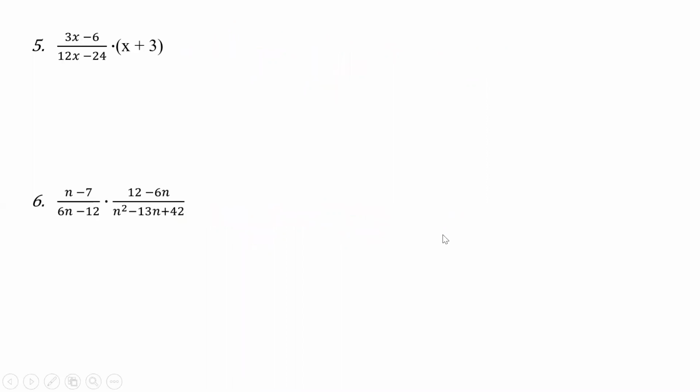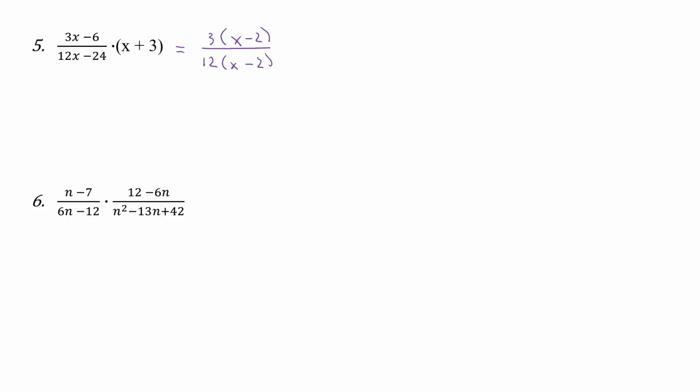All right, moving on to the next one. Here it looks like only GCFs that we can cancel out, or factor out, I should say. So in the numerator, it looks like we can pull out that 3. And what do we have left over? x minus 2. Now down here, it looks like a 12 is common, so we can pull out a 12, and what's left over is x minus 2.